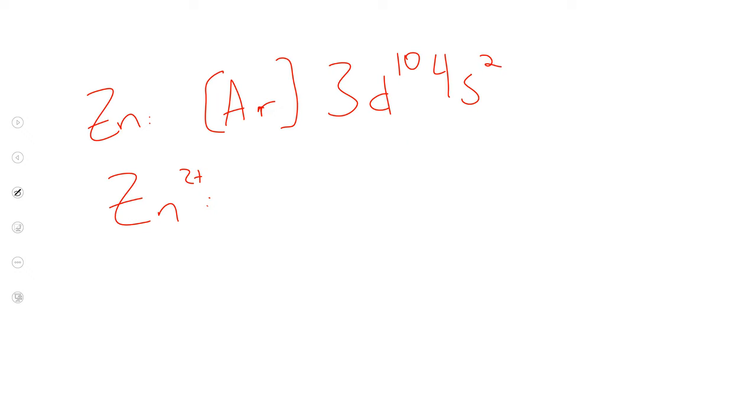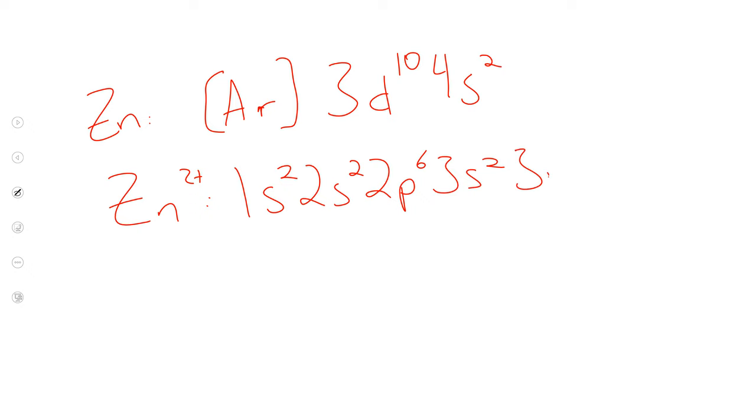Right? So if I wrote this out more completely, 1s2, 2s2, 2p6, 3s2, 3p6, we don't have the 4s2 anymore, so then it would just be 3d10. So how many valence electrons do we have on the zinc ion now? 18 valence electrons. All of these are valence electrons because they're all in n equals 3, right?